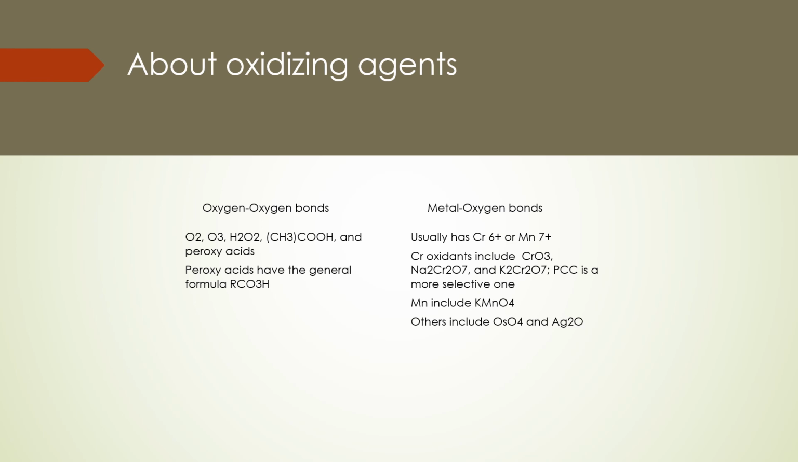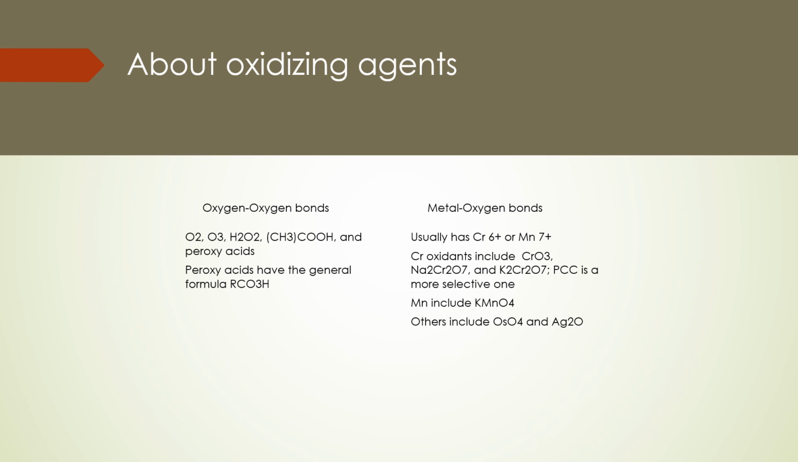Now that we're moving on to some oxidation reactions, we should look at some common oxidizing agents. There are 2 categories. The first ones contain oxygen-oxygen bonds. These include molecules like O2, O3, also known as ozone, H2O2, CH3COOH, and peroxy acids, which have the general formula RCO3H. The second category are the ones that have metal oxygen bonds. These usually contain some kind of chromium or manganese.